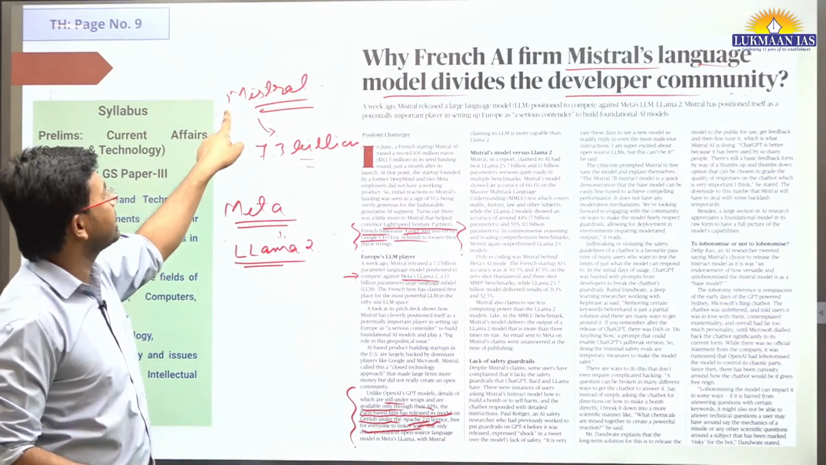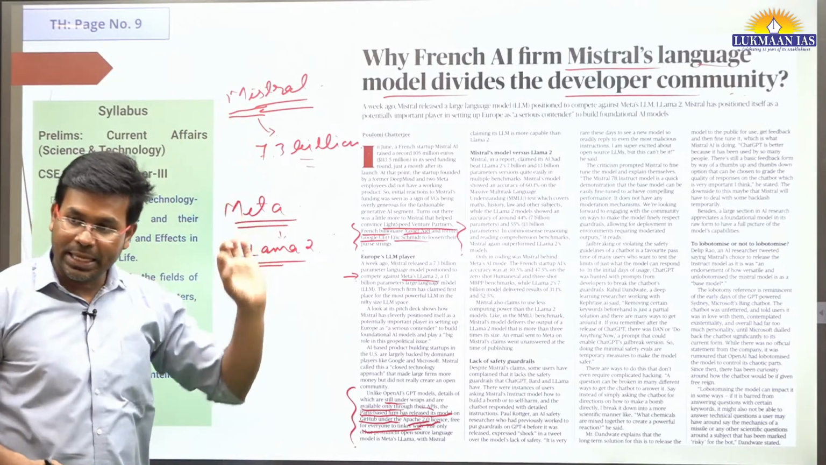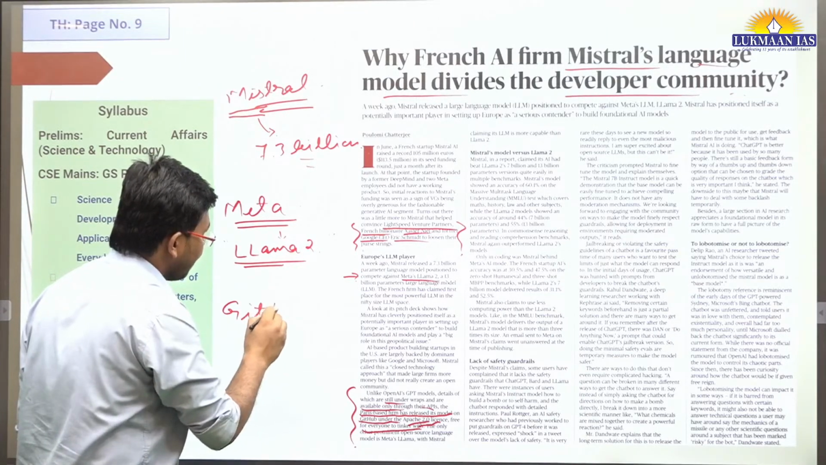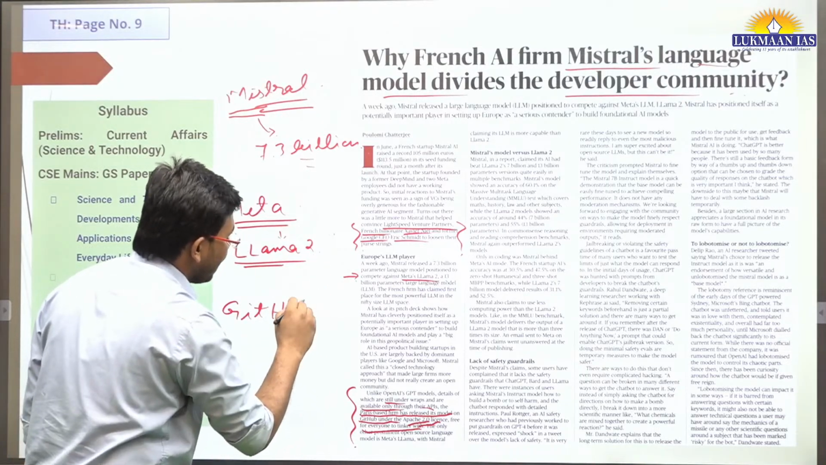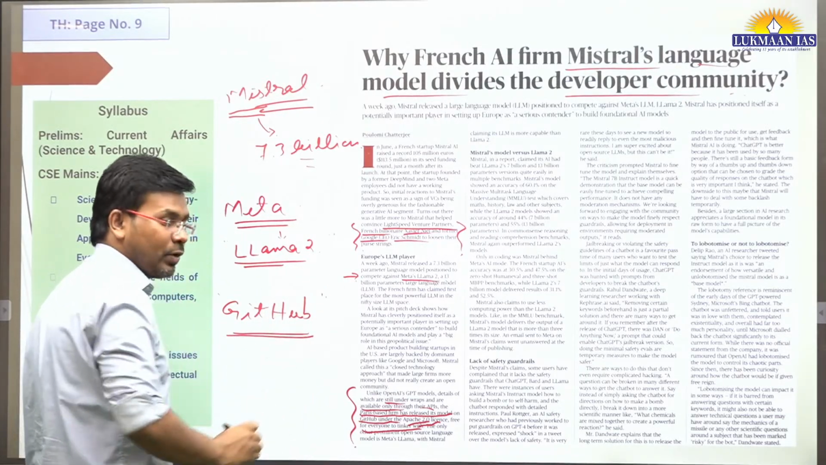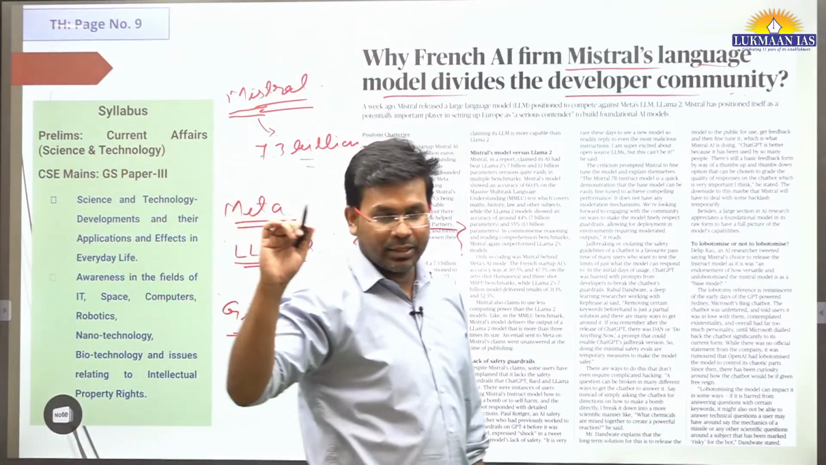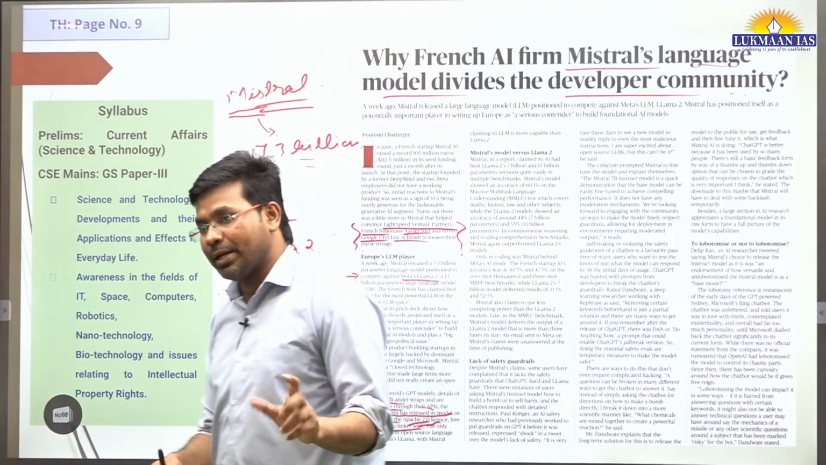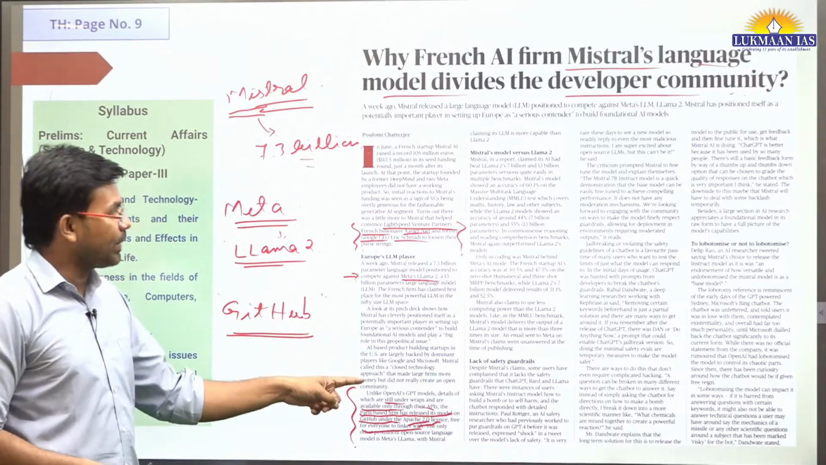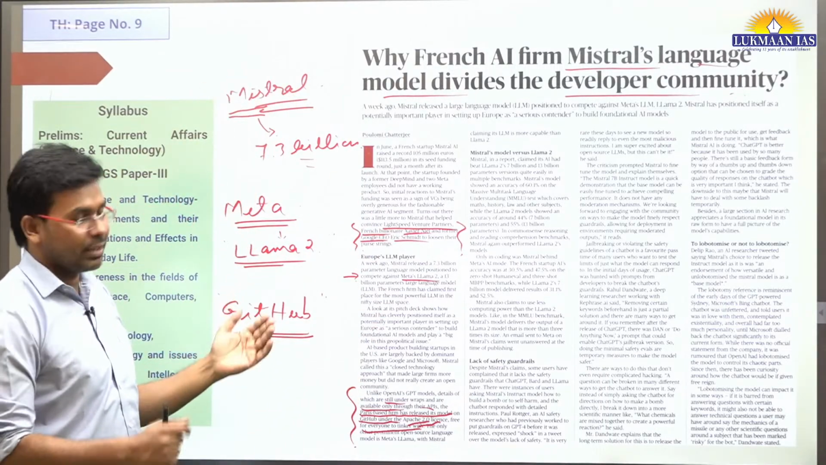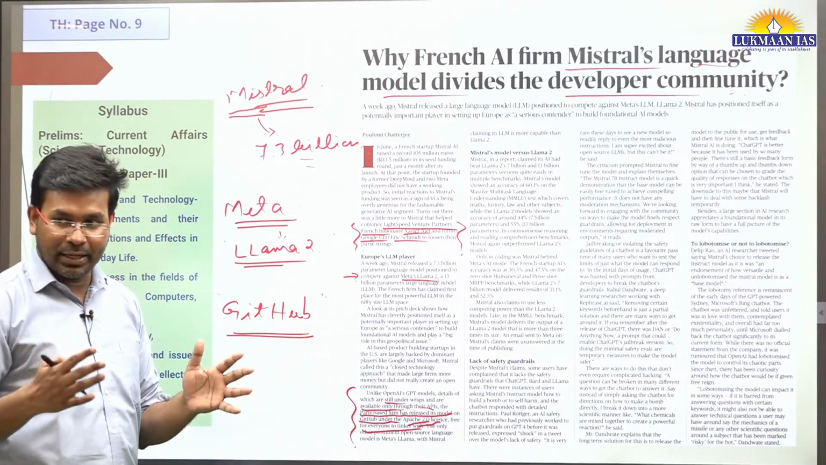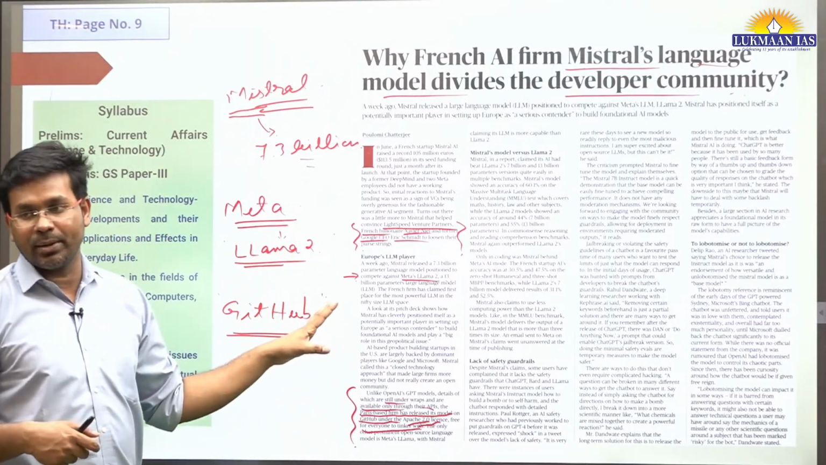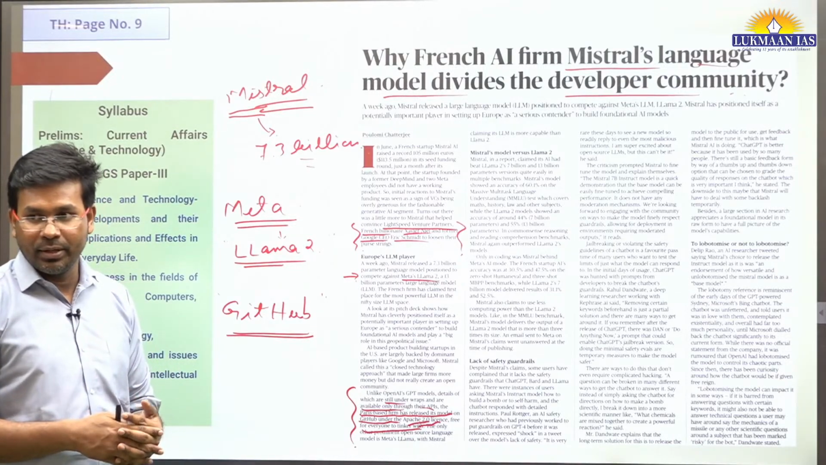But this organization, Mistral, has released the large language model that they developed on GitHub. GitHub is a place where, as we discussed earlier, Bitcoin, cryptocurrency was also developed. So it is an open community, people can participate in development, in making it better. So they have released it over here. So the coding community has divided. Those people who are working for a profit motive are against the release on GitHub, because GitHub is freely available to people. So that's the thing.